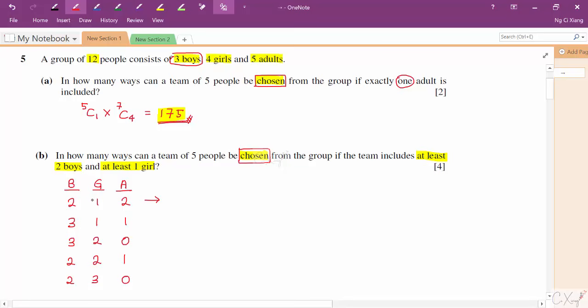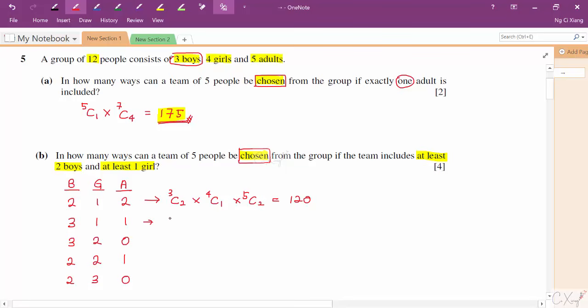Now we will start the detailed solution. 2 boys, 1 girl, and 2 adults. So 2 boys means 3C2, from 3 boys you want to choose 2. For girls, it will be 4C1, from the 4 girls you want to choose 1 girl to form the team. And for the adults, it will be 5C2. I'm having 120 for the first case.